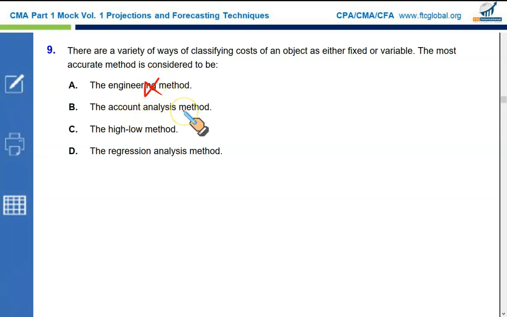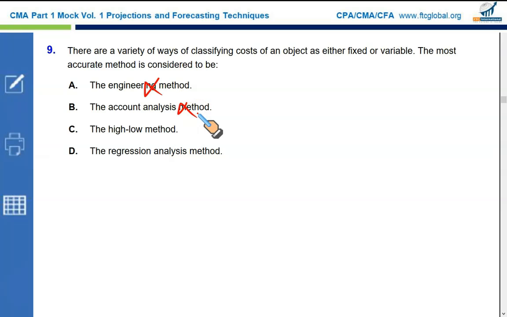The account analysis, again, this is not the right option. Account analysis is just a review of all the accounts by someone knowledgeable of the activities of the firm. So this is not the tool we use to split between variable and fixed cost.